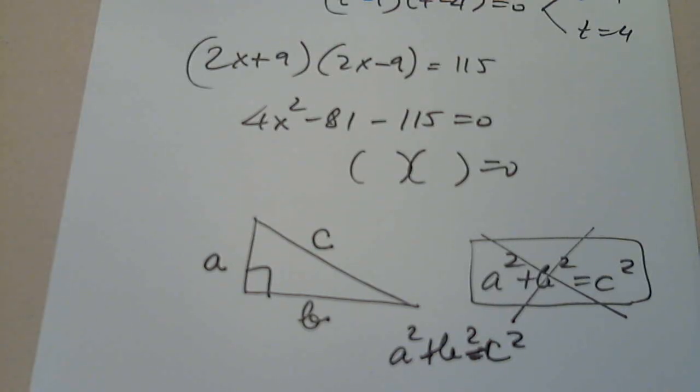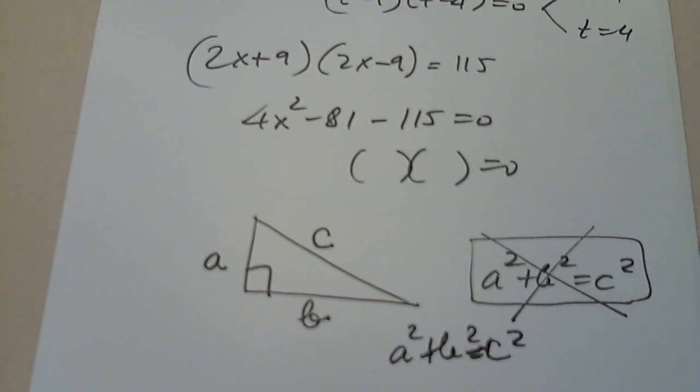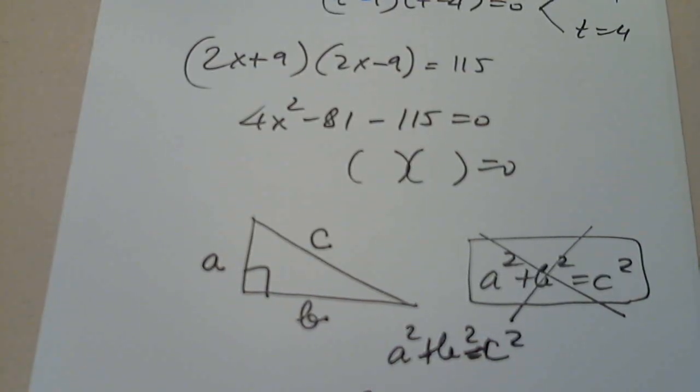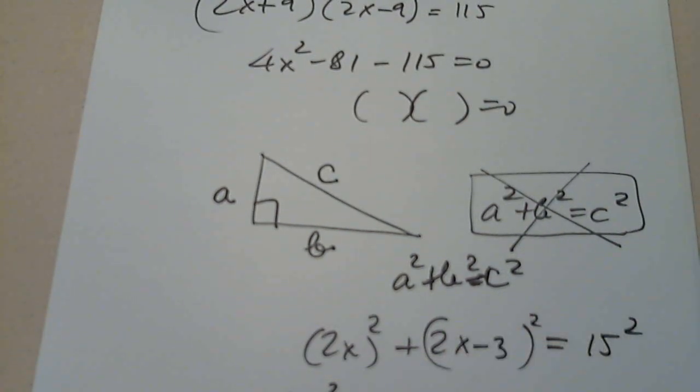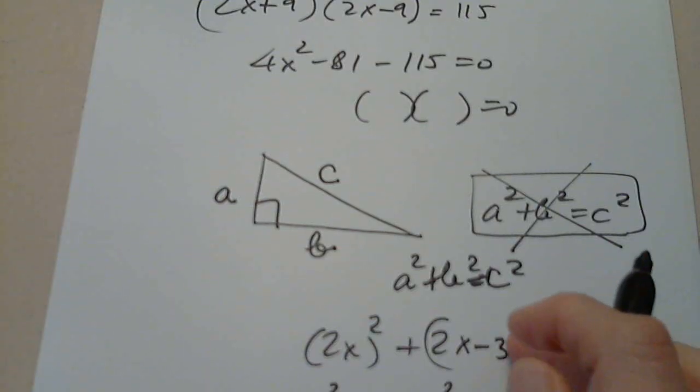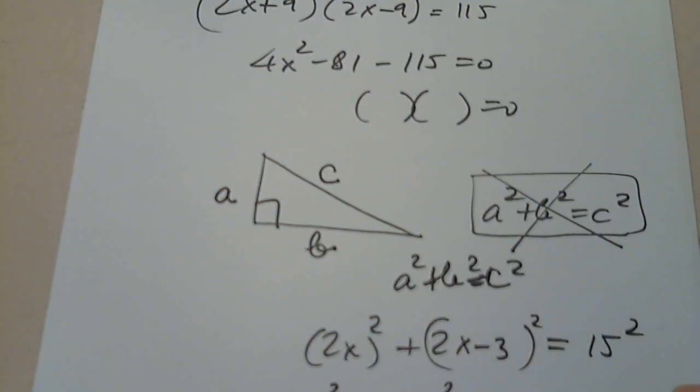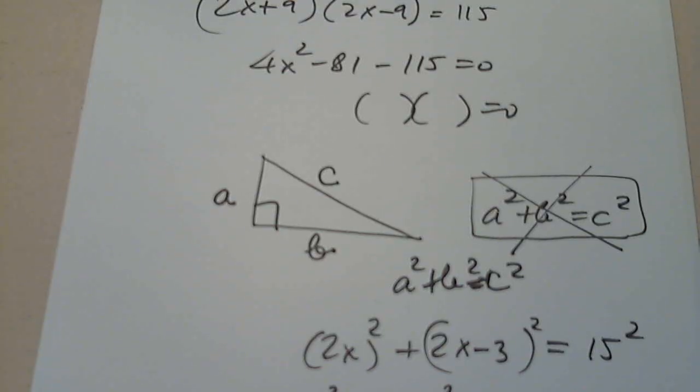Okay, so what we have here is (2x)² + (2x − 3)² = 15². So this is 4x² plus the first term squared, minus 2 times the first times the second, plus the second term squared, and this is 225, minus 225 equals 0. And take it from here. Combine like terms and solve the equation. Any questions?